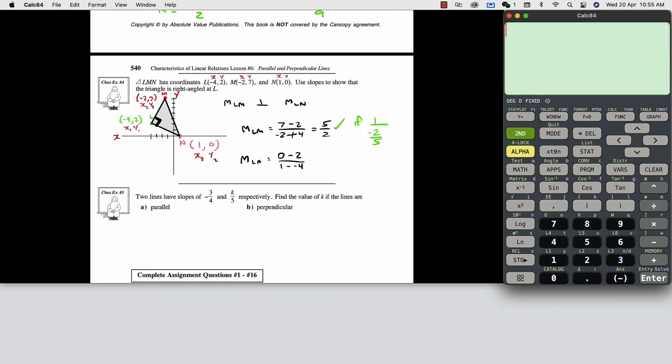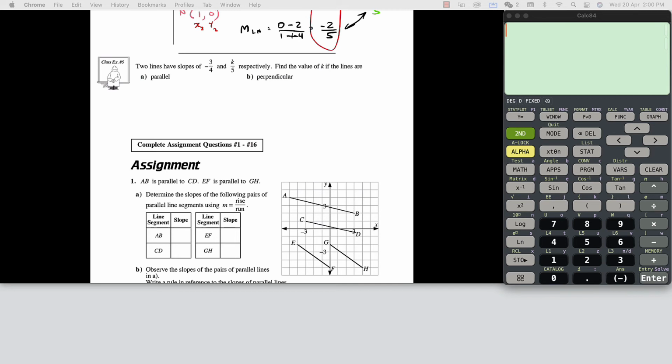x1. Two negatives are going to make a positive, and if I do the math here, 0 minus 2 is negative 2, and 1 plus 4 is 5, and when I compare these two, they're the same, and when I compare these two right here, I can see that it's the negative reciprocal of each other, so these are perpendicular, so that is a right angle triangle. It is true.